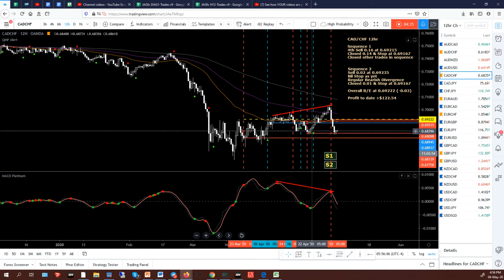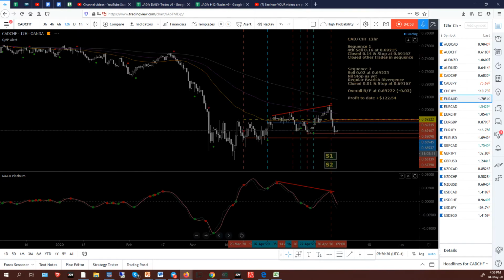So it's looking good there on the CAD Swiss, and that second closure gave me a profit of $14.37. That's all been added to the profit date, I believe. Yeah, so that's the CAD Swiss. It gets me a bit on the overnight interest rate or the swap on the sell side, so you've got to be careful. All right, moving right along, Euro Aussie.